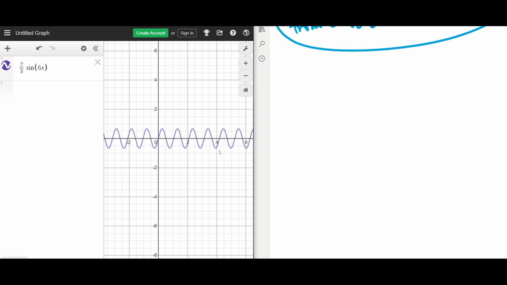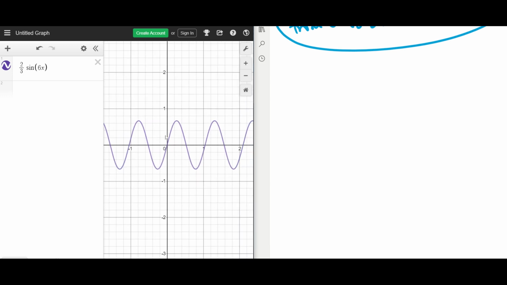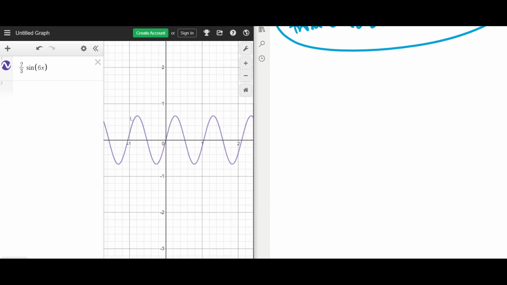The frequency of this is very high, right? It's very frequent, so there are a lot of waves for a very small portion of the cycle. Therefore, it looks like it has a pretty high frequency when you compare it to the regular sine. You see that's the regular sine, that's not very frequent. So very high frequency, but a smaller amplitude. The amplitude of this is 2/3 because that's what my number is over here, right?